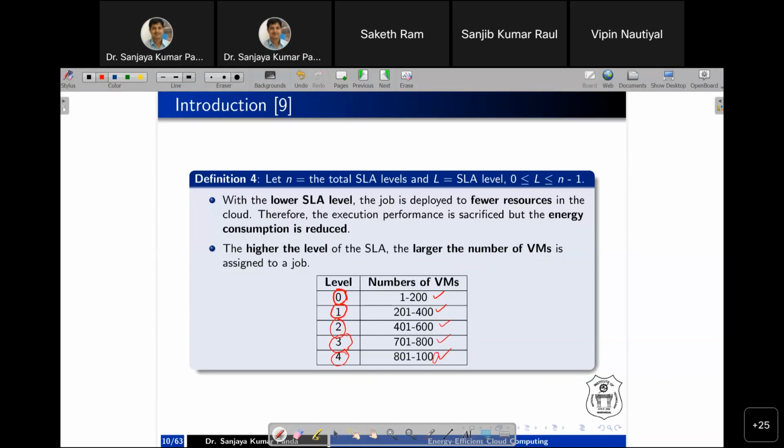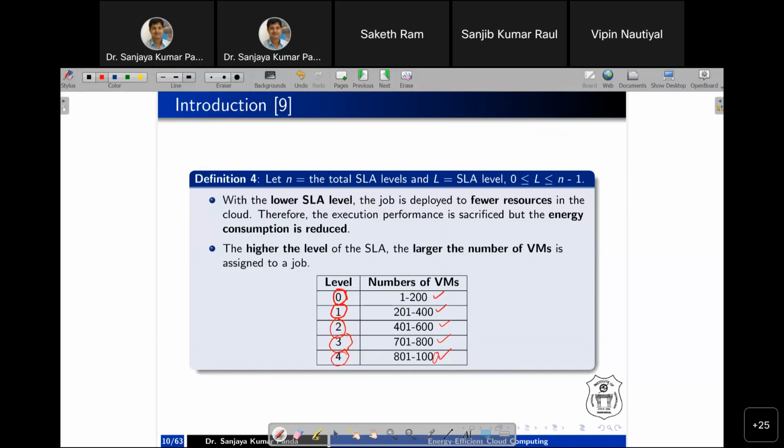Okay. So before signing the service level agreement, you have to decide how many virtual machines can fulfill your requirement. If you choose a lower SLA level, the number of resources is very low. If you choose a higher one, then the number of resources is more. At the same time, you have to decide which requirement is more suitable for you. The execution performance is sacrificed, but the energy consumption is reduced. Okay, sometimes you have to make a trade-off.